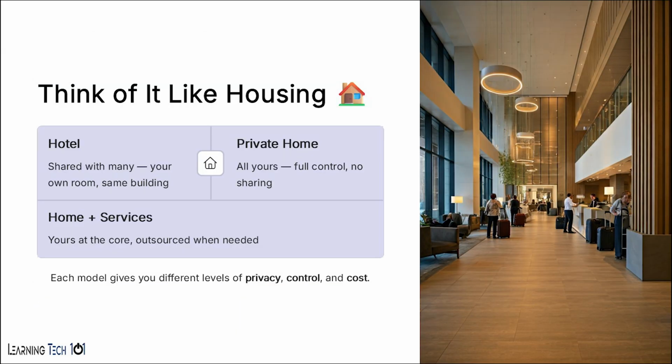Let's use a housing analogy. Think about where you live. A hotel shared with lots of people. A private house, it's just yours. A house with some services outsourced, it's a mix. That's basically how cloud models work. Each option gives you different levels of privacy, control, and costs.